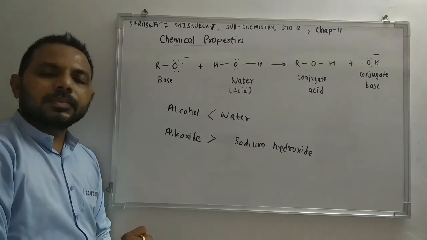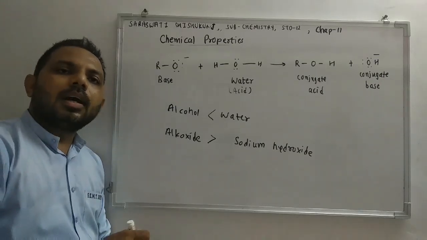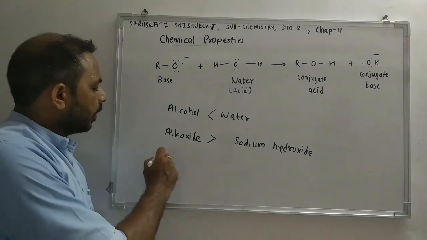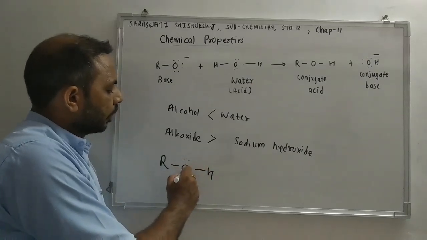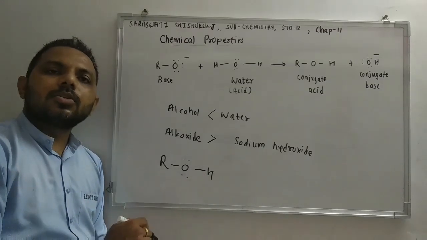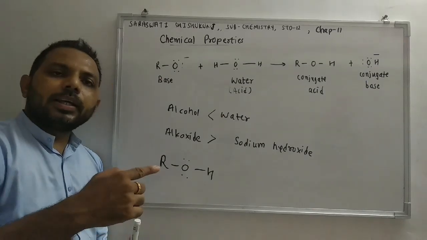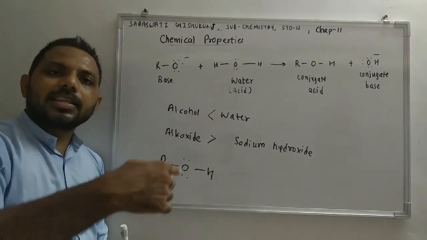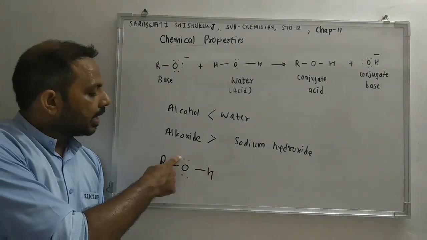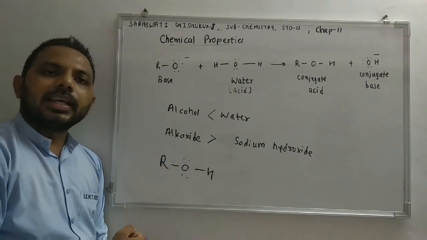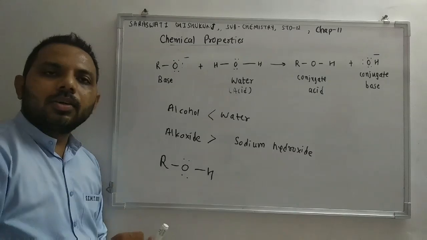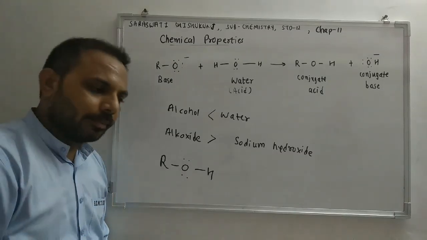Okay. Now, alcohol has got dual property. Alcohol can donate H plus and it can act as Bronsted acid. And see, this is structure of alcohol, right? Alcohol has got lone pair of electrons, so it can accept H plus and it can act as Bronsted base. So we can say that alcohol act as an Bronsted acid or alcohol act as an Bronsted base. Okay.